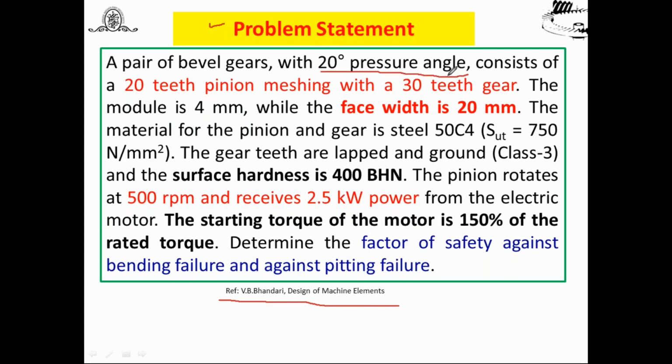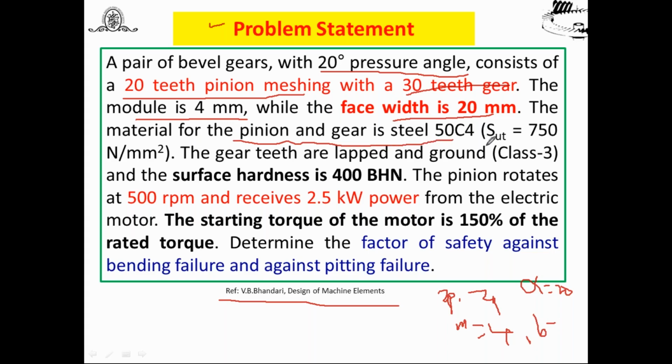A bevel gear with 20-degree pressure angle consists of a pinion meshing with a gear of 30 teeth. That means ZP and ZG are given, and pressure angle alpha is equal to 20 degrees. Module is equal to 4 mm and face width B is equal to 20 mm. The material of pinion and gear is steel 50C4, and SUT is given. That means pinion and gear are made of the same material. Why is SUT important? It will help you calculate SUT by 3.